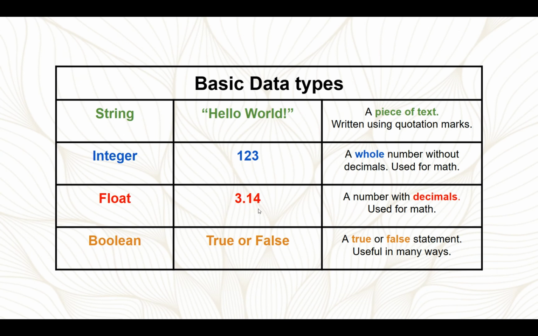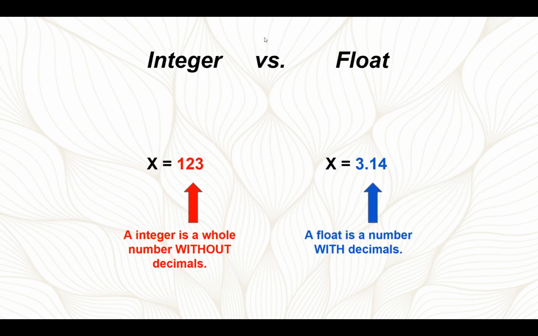The next data type is the float data type. A float is a number with decimals, and it is also used for math. One common number would be 3.5. The main difference between an integer and a float is that an integer is a number without any decimals, and a float is a number with decimals.